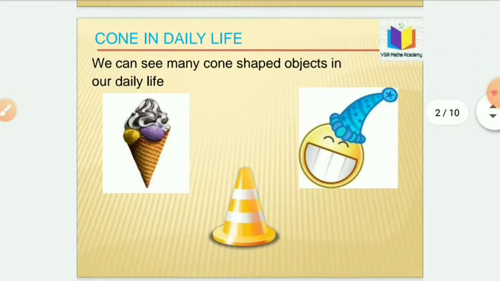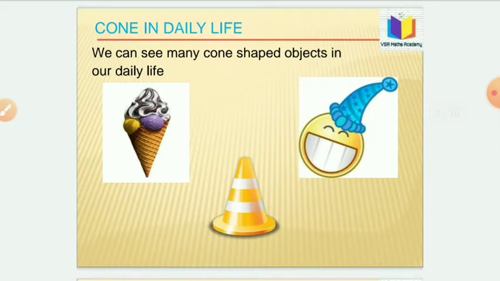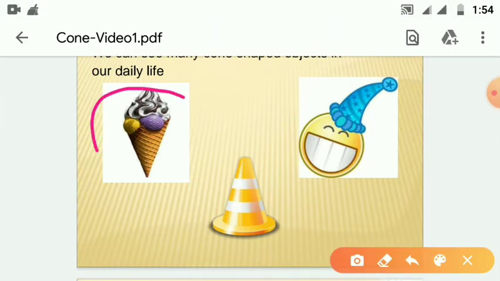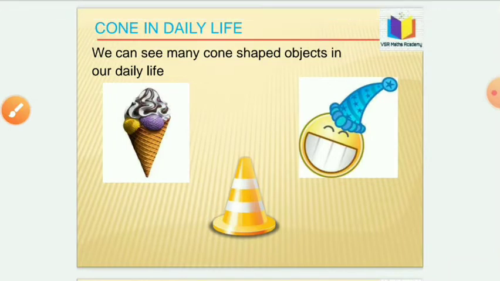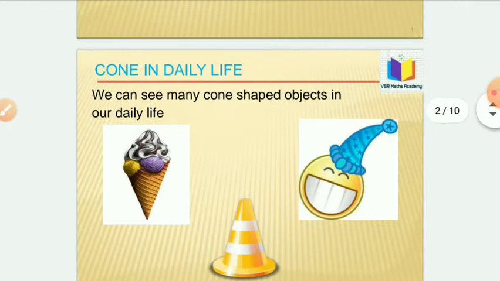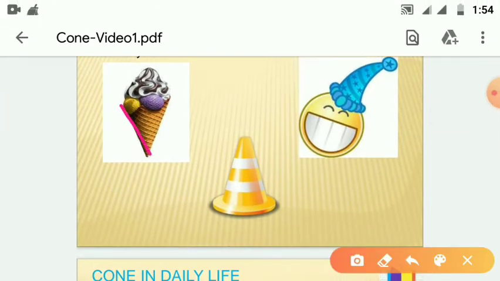A cone is a three-dimensional object. All of us come across many objects in nature and in our daily life which have the shape of a cone. For example, see this. This is the ice cream cone. This is cone ice cream. So what is the shape of this? This is called a cone.